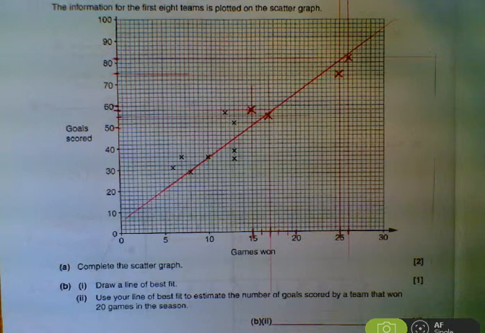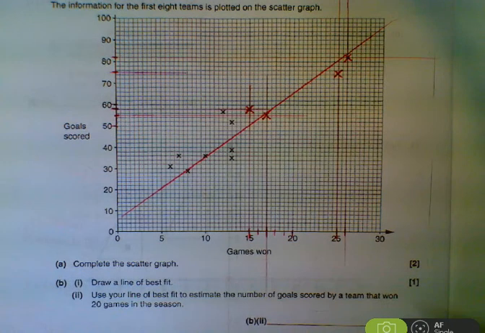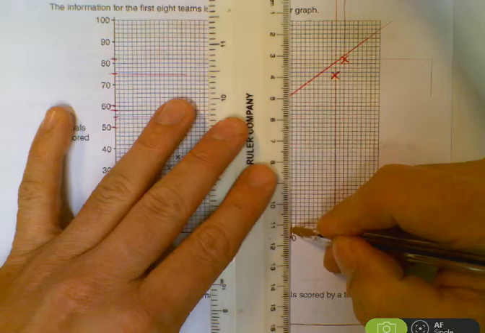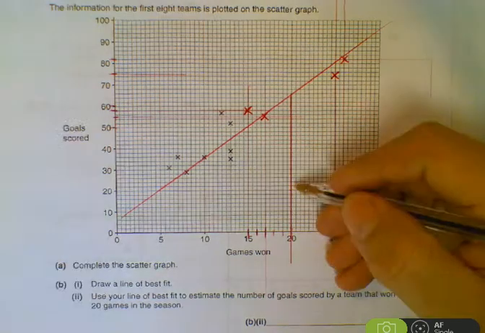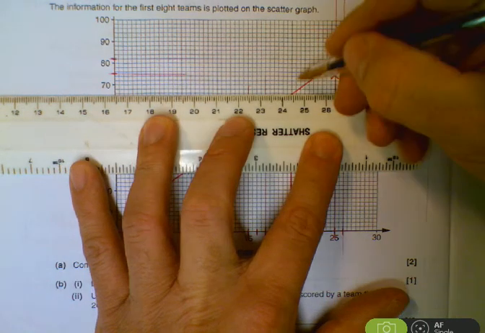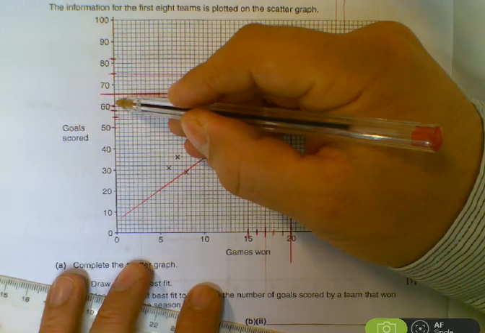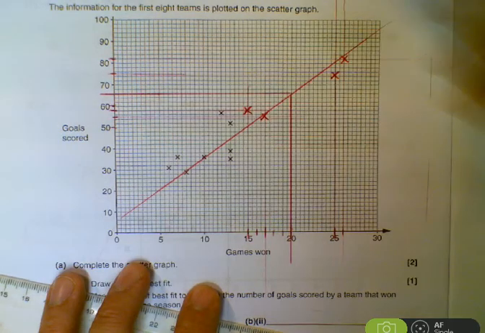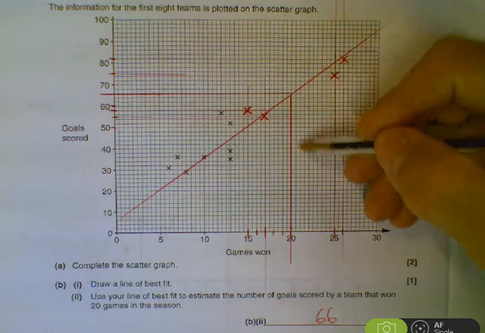So that's 1 mark, and then it says use your line of best fit to estimate the number of goals scored by a team that won 20 games in the season. So if they won 20 games, I can now be a bit firmer on the line. I actually need to show this line. So I'll go up from 20 games won, and I'm going to use my line of best fit that I've just drawn. When I hit it, I go across and I'll read that off, which is 2 goals represented by 1 square, so that's 66. So this is the purpose of drawing the line of best fit, so that we can then use it to make an estimate.